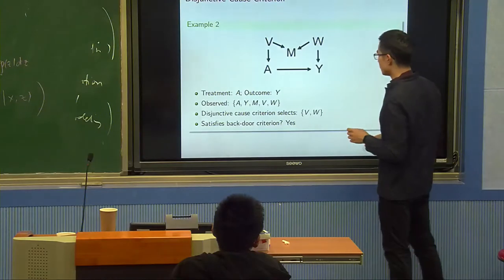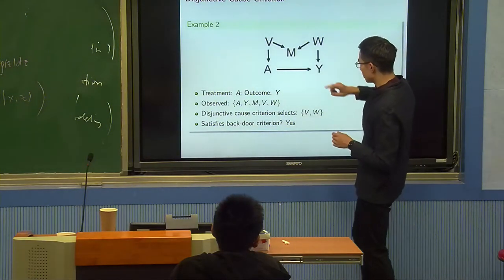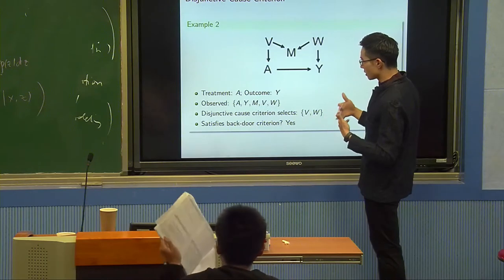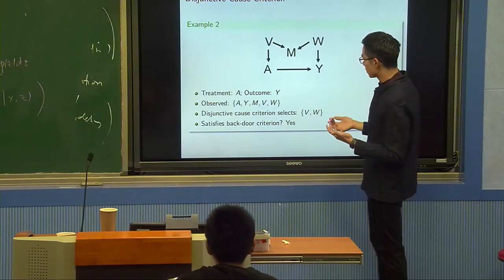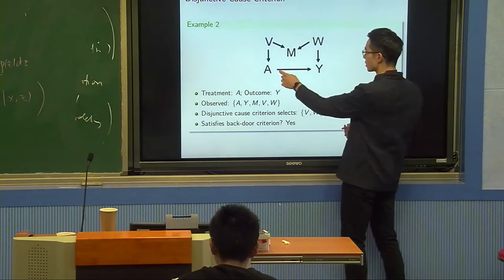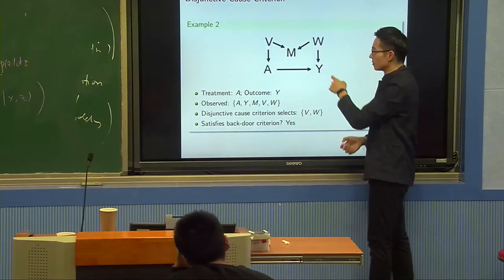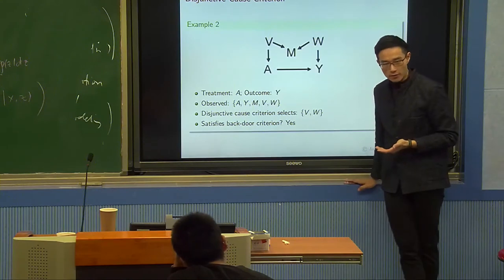Here, again, I assume that I observe all the variables. So what are the variables selected by the disjunctive cause criteria? It would select V and W again. Question: do they satisfy the backdoor criteria?